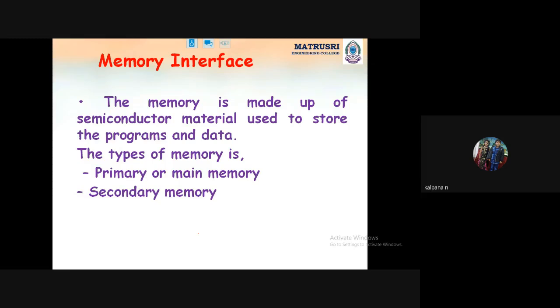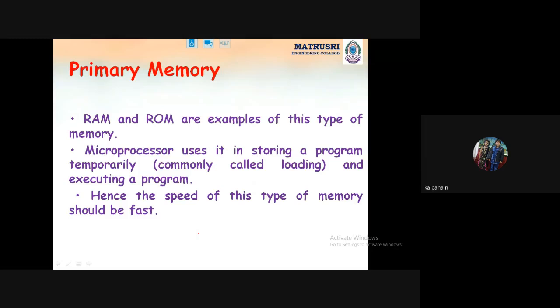We cannot erase them. But in RAM, we can store the data temporarily. Here also all the executable files can be stored, but these files will be stored temporarily. If we switch off the system or if power is gone suddenly, everything will be erased. Those are examples of primary memory, RAM and ROM. Based on the RAM, the speed of the system will be decided.